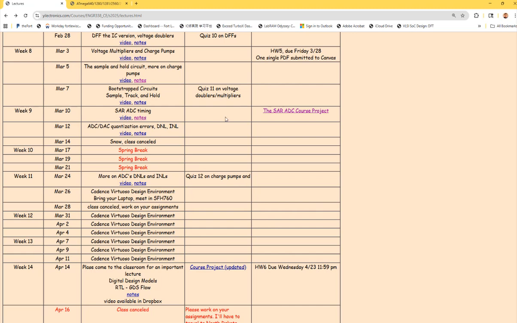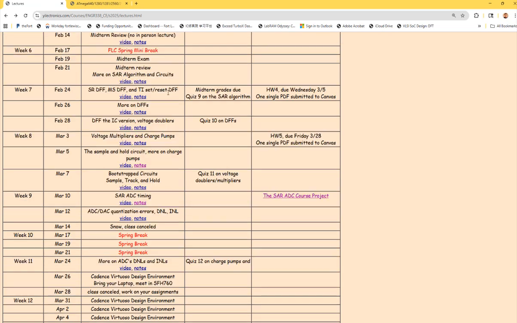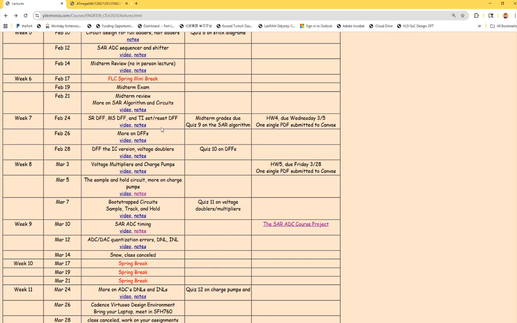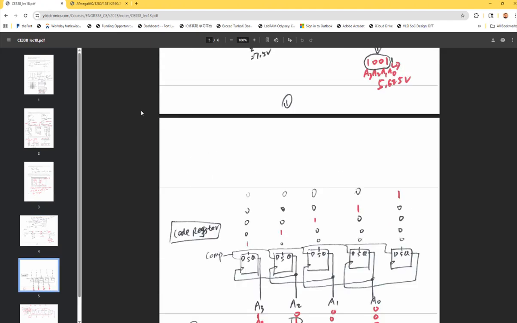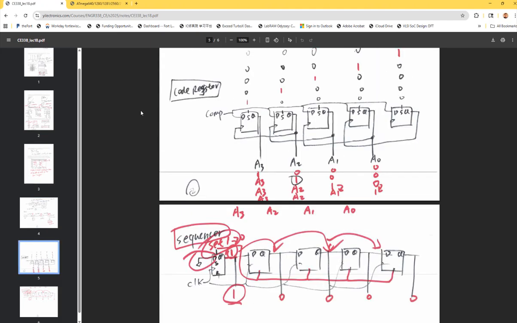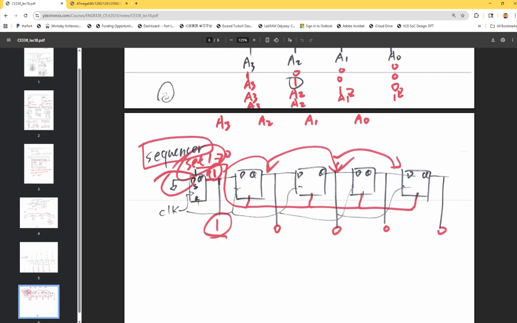So what is that circuit? Do you guys still remember that? Let's go back to the videos over here. This one probably. Yeah, this guy, the one with a bunch of D flip-flops, right? How does this work? So we need a sequencer on the top.